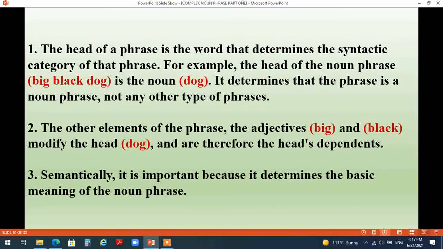أما السبب الثالث فهو يتعلق بسبب أهمية الاسم في العبارة الاسمية من الناحية الدلالية. Semantically, it is important because it determines the basic meaning of the noun phrase. إذن يكون الhead noun semantically مهم جدا لأنه يحدد المعنى الأساسي للعبارة الاسمية ككل. يعني مثلا في هذا المثال big black dog، إذا غيرنا كلمة dog باستخدام cat for example راح يتغير معنى الفريز ككل، لذلك الهيد ناون هو المحور أو العنصر الأكثر أهمية من الناحية القواعدية وكذلك من الناحية الدلالية أيضا.